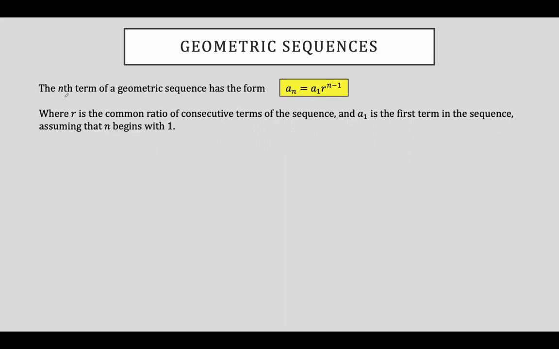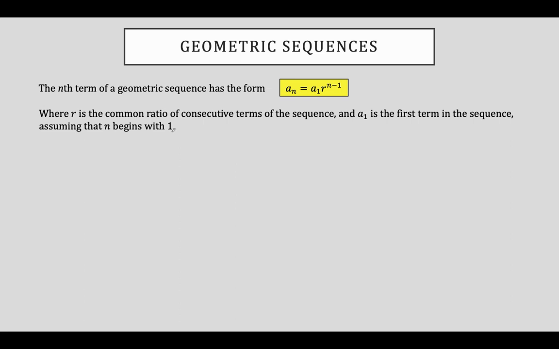The nth term of a geometric sequence has the form a subscript n is equal to a1 times r raised to the n minus 1, where r is the common ratio of consecutive terms of the sequence, and a1 is the first term in the sequence, assuming that n begins with 1.